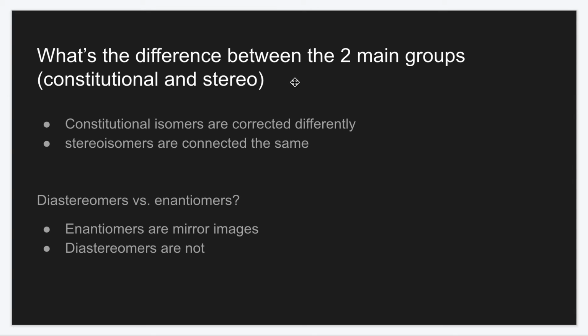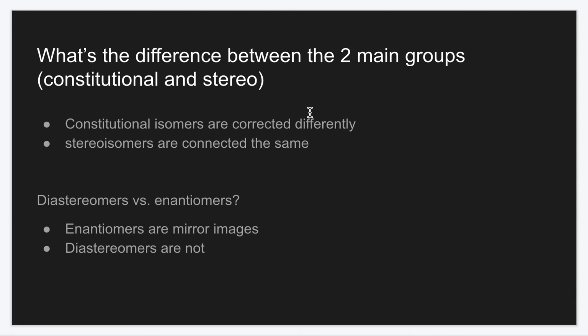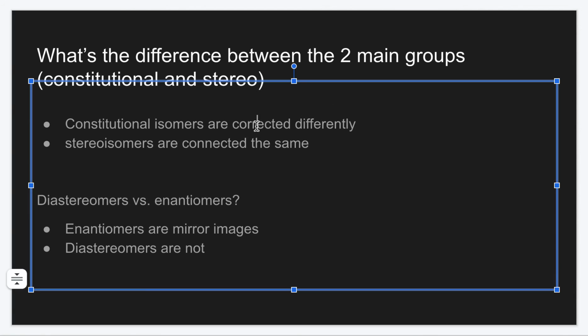Okay, so just going over this again, what's the difference between the two main groups, constitutional and stereo, which were these two groups right here? The constitutional isomers are connected differently, and stereoisomers are connected the same. And then diastereomers versus enantiomers, which we're going to go into. Enantiomers are mirror images, diastereomers are not.